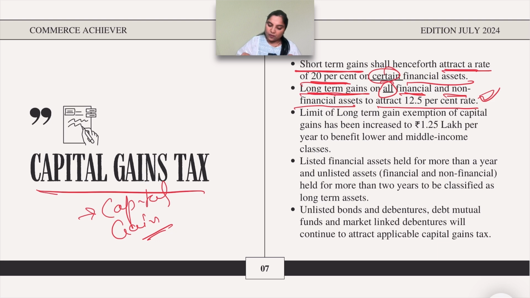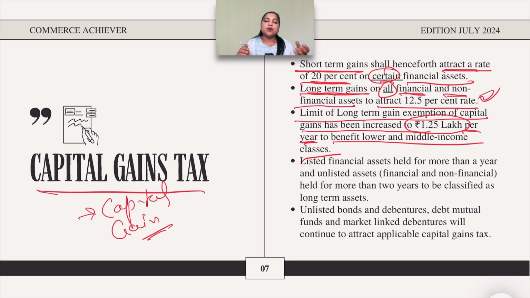Clear? Okay, the limit of long-term gain exemption of capital gain has been increased to 1.25 lakh per year to benefit lower and middle classes. That means earlier it was 1 lakh. That means if you have a long-term capital gain of 1 lakh, that is totally tax-free.